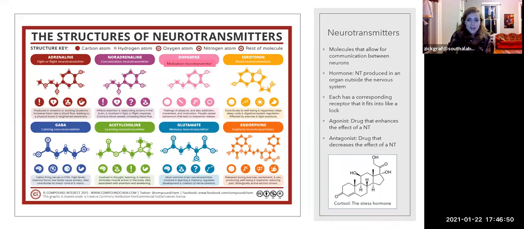Okay, so I said I was going to talk about neurotransmitters. These are the important ones, the ones with little explosions next to them. But basically, like I already said, neurotransmitters are protein structures that allow for communication between neurons. You know what? I'm sorry. I'm saying that they're proteins. They are not proteins. They are molecules that have a shape that bind to receptor proteins.